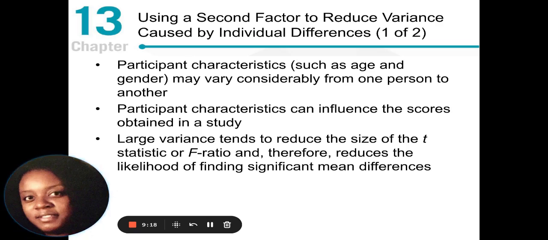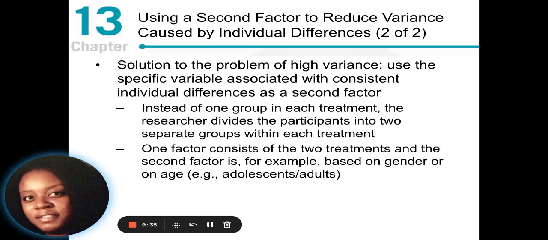Participant characteristics such as age and gender may vary considerably from one person to another. Participant characteristics can influence the scores obtained in the study, and there's a large variance that tends to reduce the size of the t statistic or F ratio and therefore reduces the likelihood of finding significant mean differences. A solution to the problem of high variance uses the specific variable associated with consistent individual differences as a second factor. Instead of one group in each treatment, the researcher divides the participants into two separate groups within each treatment. One factor consists of the two treatments, and the second factor is, for example, based on gender or on age.